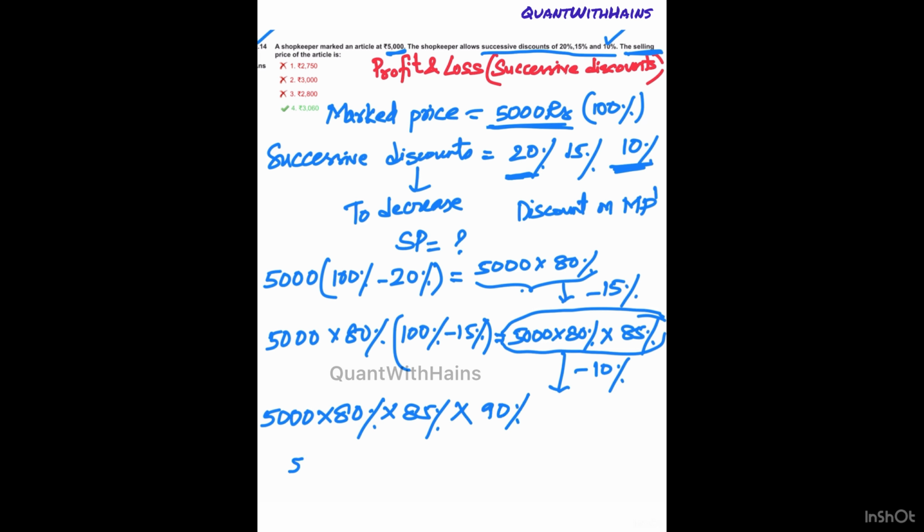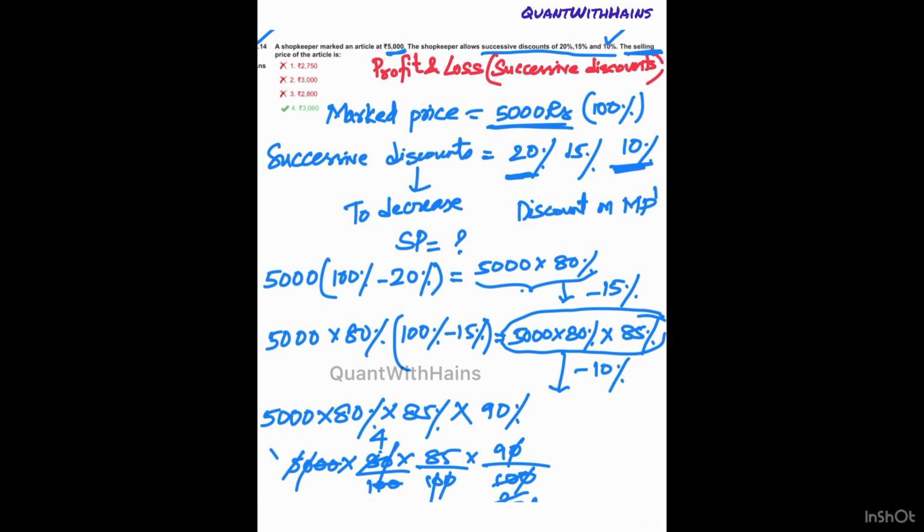How do we solve this? 5000 into 80% means 80 by 100. 85% means 85 by 100. 90% means 90 by 100. Here 2 zeros, 2 zeros, 1 zero, 1 zero cancel. 5 ones are 5, 5 twos are 10, 2 ones are 2, 2 fours are 8.